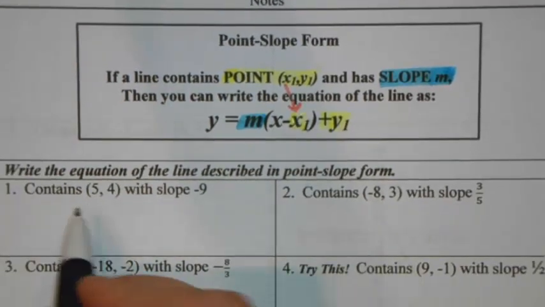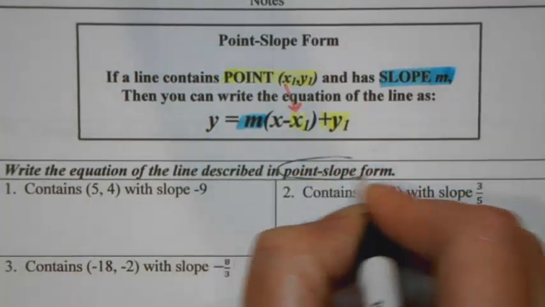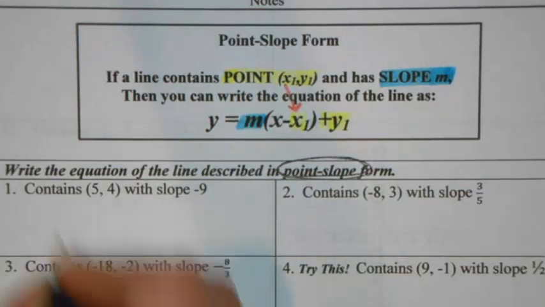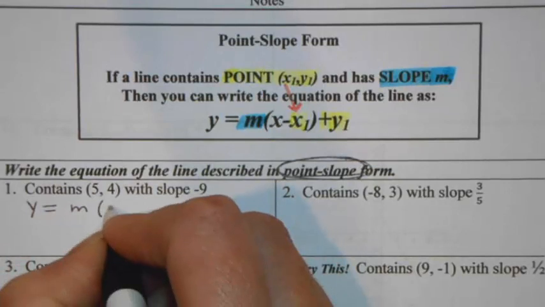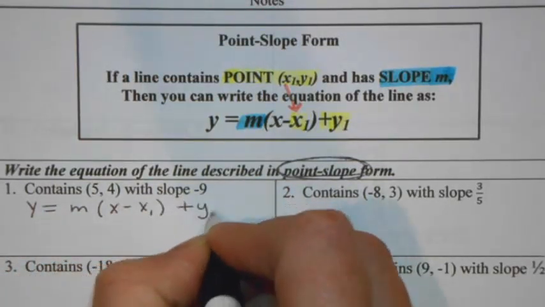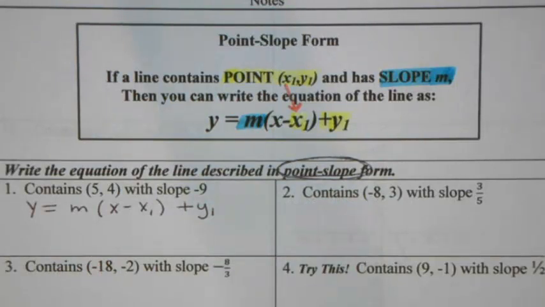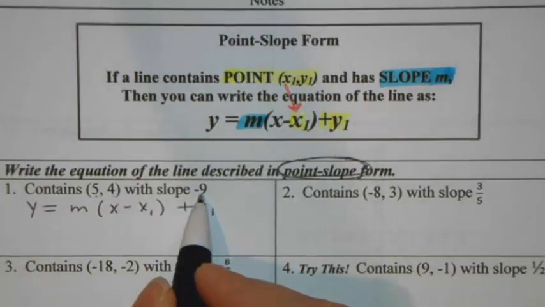So let's see how it works in this example. We're going to write the equation in point-slope form. So we have to read our directions. That's going to look like y equals whatever our m is times, in parentheses, x minus our x-coordinate. And then we add on our y-coordinate at the end. So with the particular numbers we have here, our x-coordinate is 5, our y is 4, and then our slope is -9.